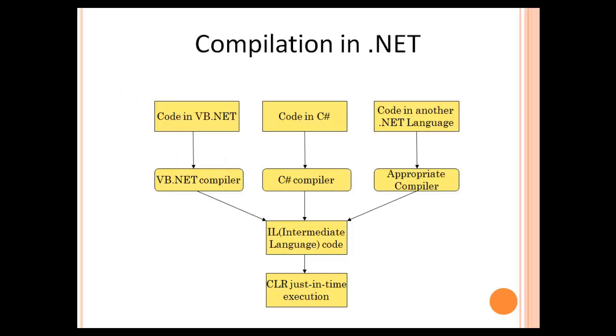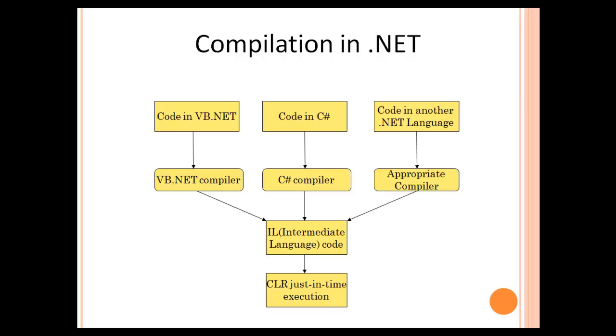Let's go through this diagram. This diagram is clearly explaining the compilation process in .NET. So let's look in detail how the compilation works. As I explained earlier, compilation is the process of translating a high-level source code to machine language.